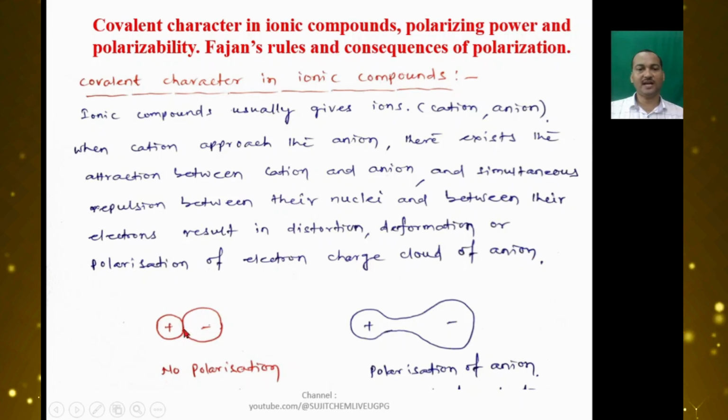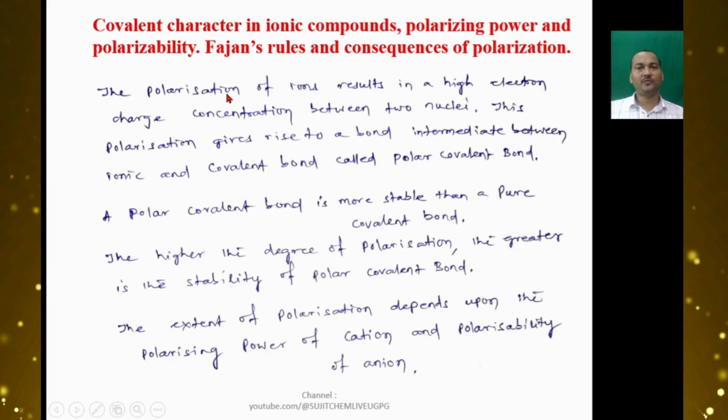So here this is cation and this is anion. So there is no polarization. But here the polarization of anion takes place. So the polarization of ions results in a high electron charge concentration between the two nuclei. So this polarization gives rise to a bond intermediate between ionic and covalent bond called polar covalent bond.